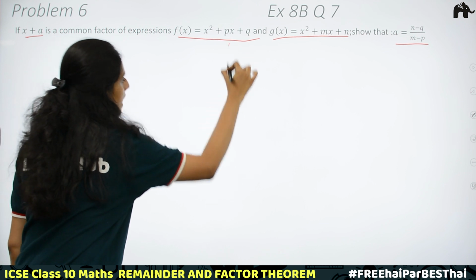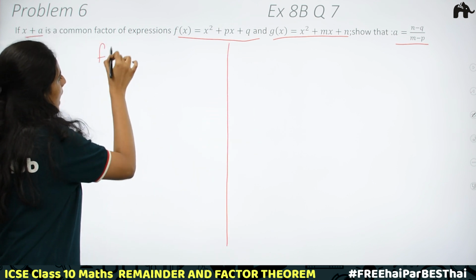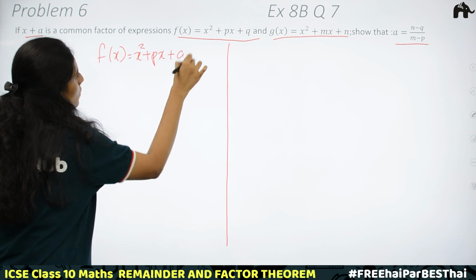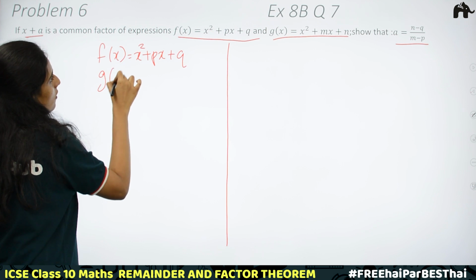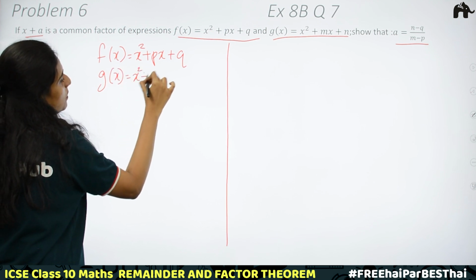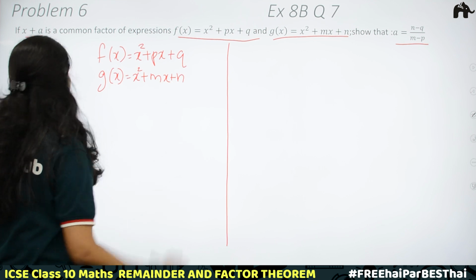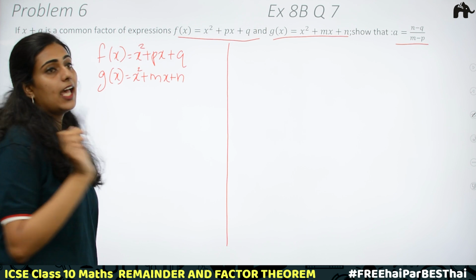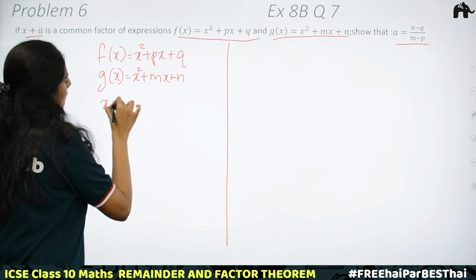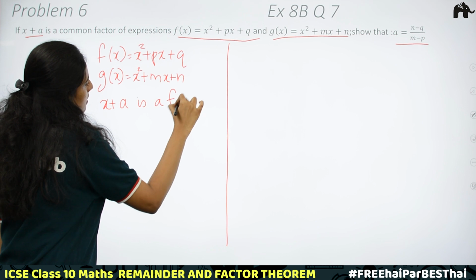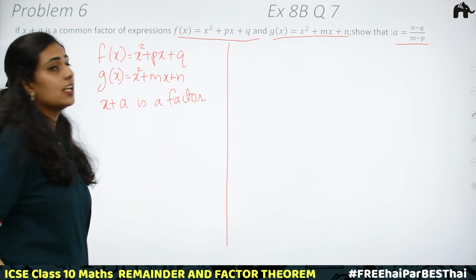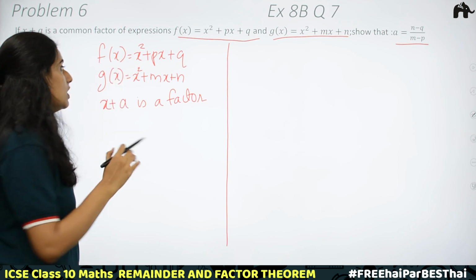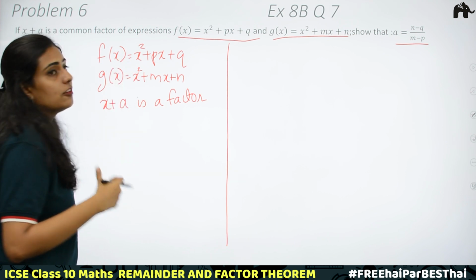Okay. Here we have two expressions. The first expression, f of x is equal to x square plus px plus q. And the second expression, g of x is equal to x square plus mx plus n. It is given that x plus a is a common factor of first expression and second expression. If x plus a is a factor, then the remainder obtained when you substitute x is equal to minus a will be 0. That is what factor means.